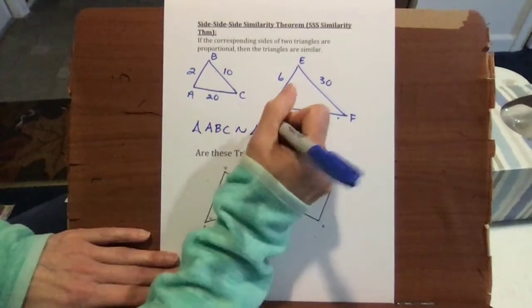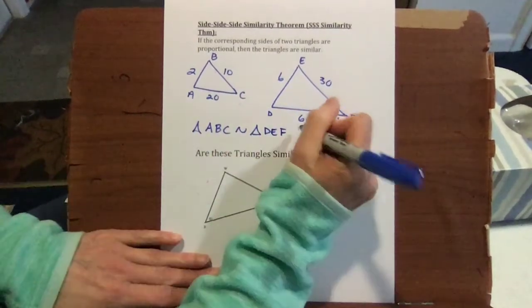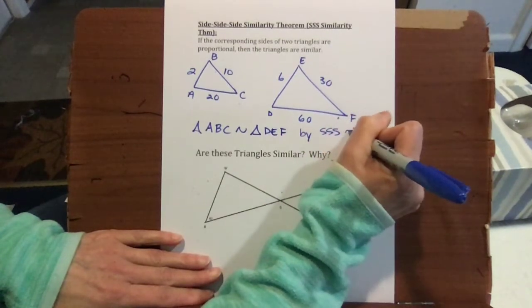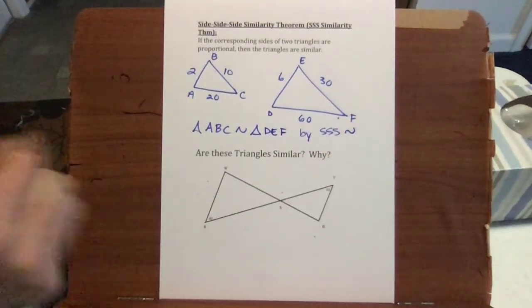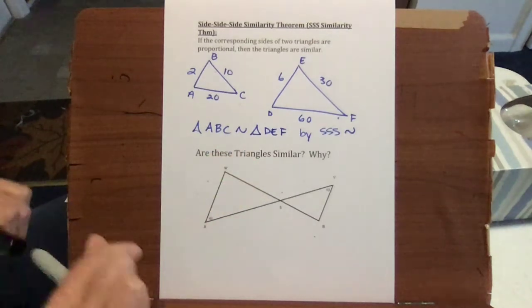So you write your similarity statement, syncing up your corresponding parts, and your reason is side, side, side, and you can put the similarity symbol. All right, so let's look at 3 examples. Are these triangles similar, and why?